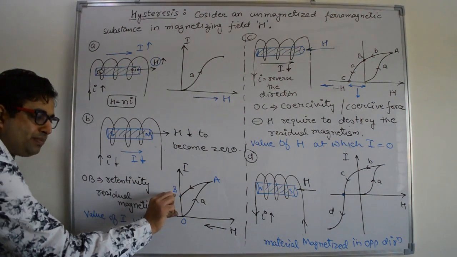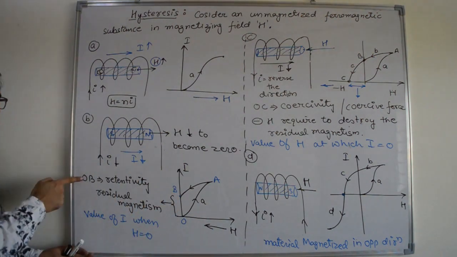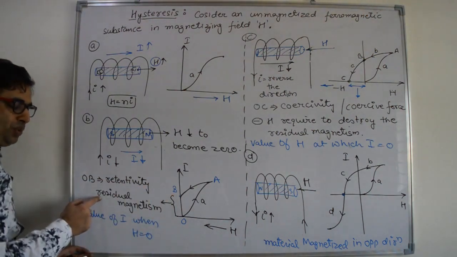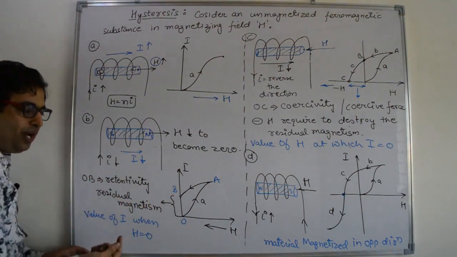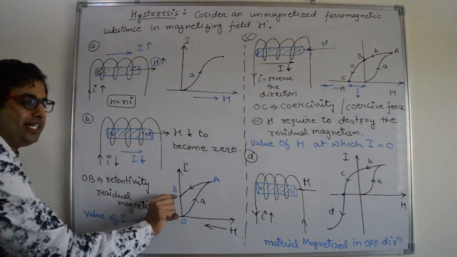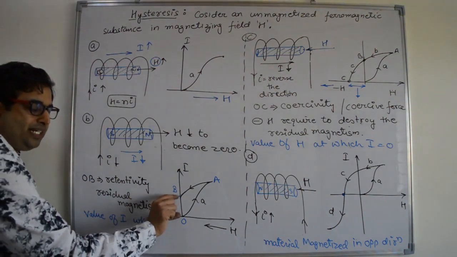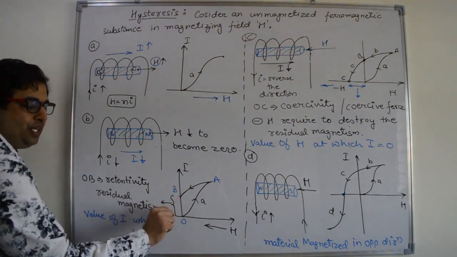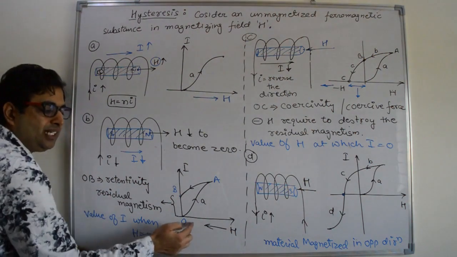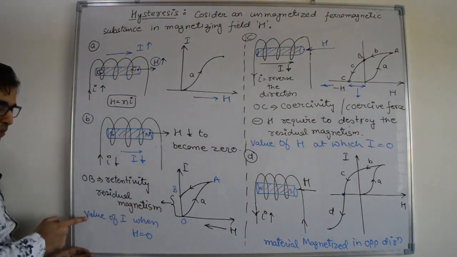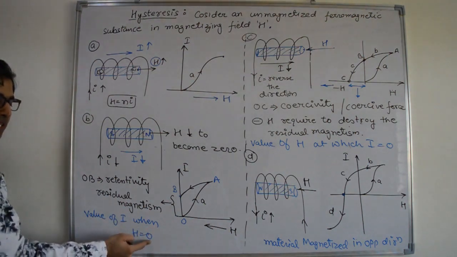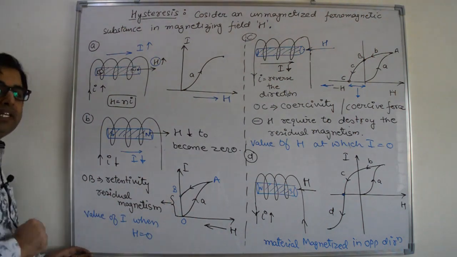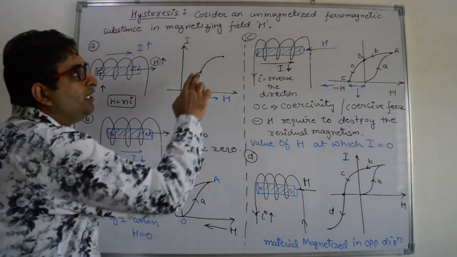That magnetism, that value of I is OB, and it is known as retentivity, or residual magnetism, or remaining magnetism inside the material. What is retentivity? What is residual magnetism? It is the magnetism inside the material when we remove the external magnetizing force. So the value of I when H is zero is known as retentivity or residual magnetism. Got it? Now the third step.